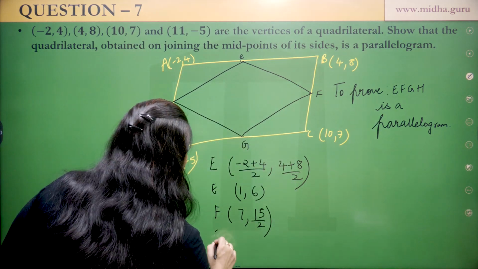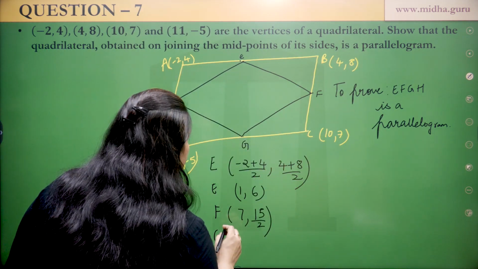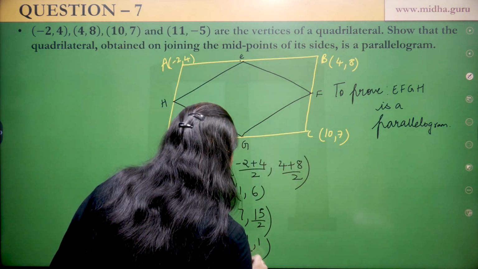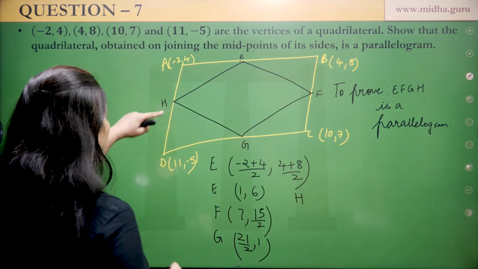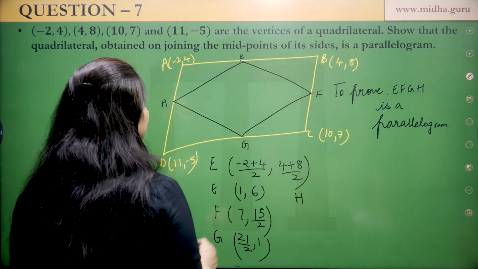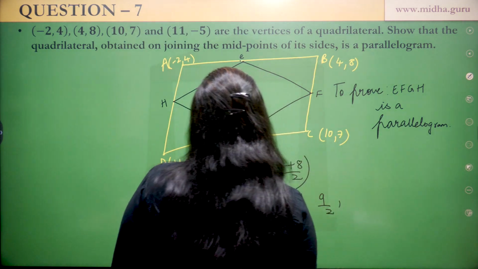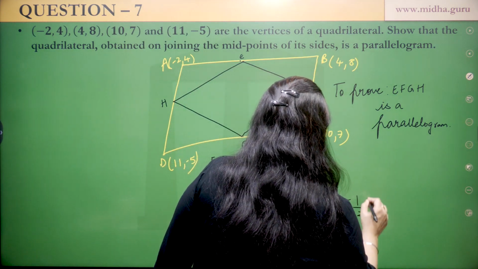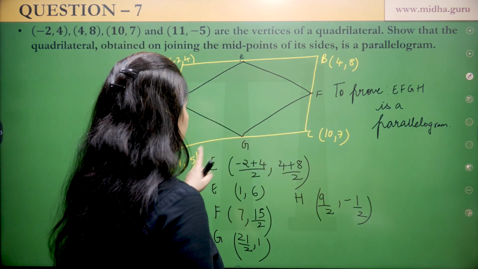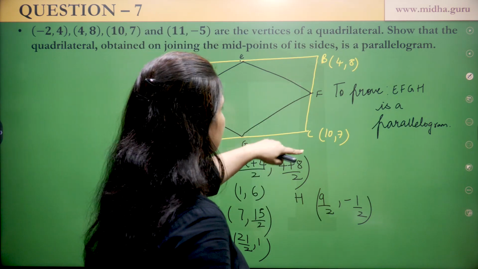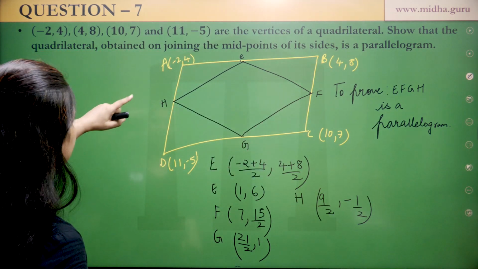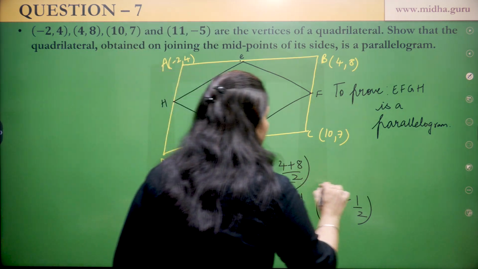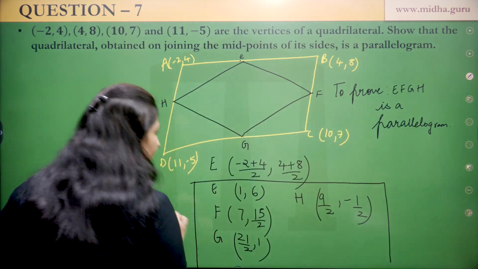Next, we'll go for G. Similarly, 11 plus 10 by 2, which is 21 by 2, and minus 5 plus 7 by 2, which is 1. So G is (21/2, 1). Last, we are going to find out H, which will be 11 minus 2, 9 by 2, comma, minus 5 plus 4 by 2, which is minus 1 by 2. So H is (9/2, minus 1/2). These are the 4 vertices of the quadrilateral which we have to prove as a parallelogram, right?